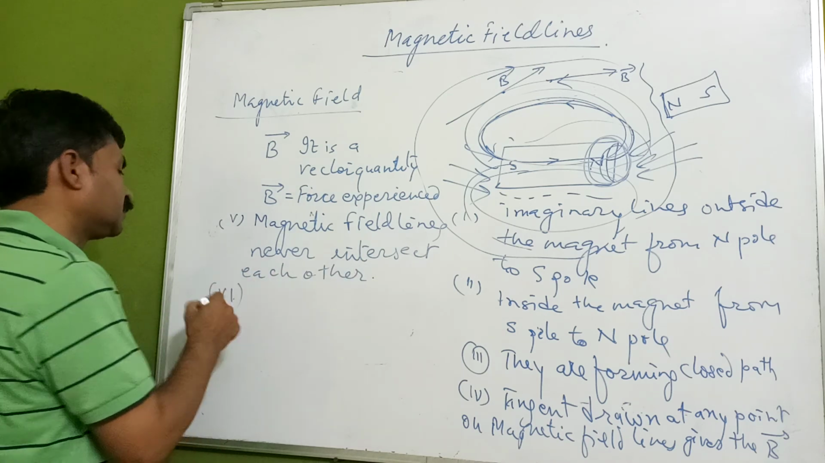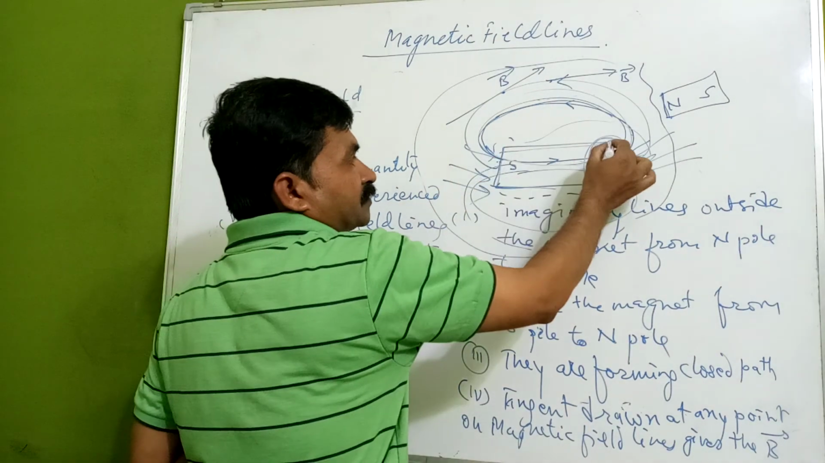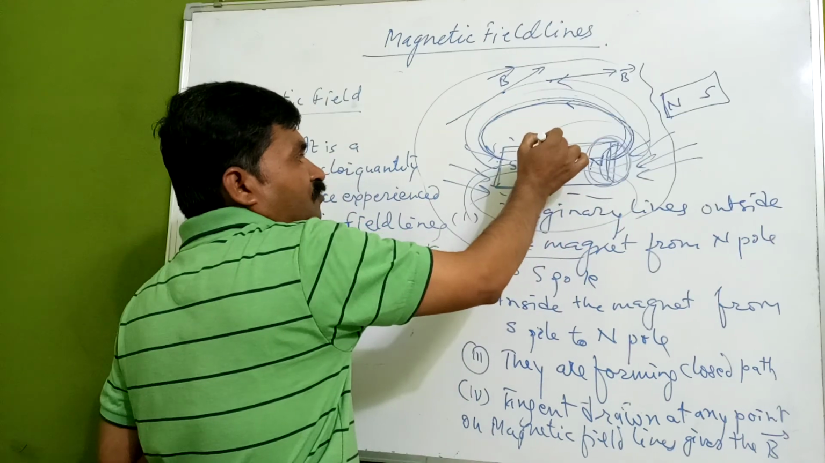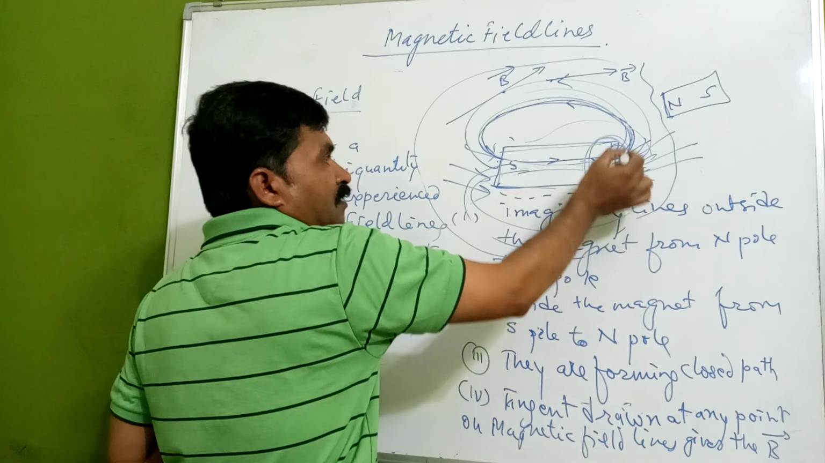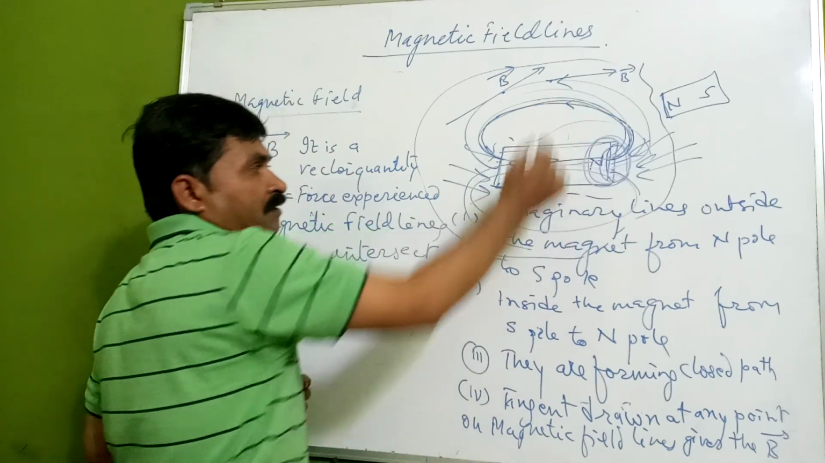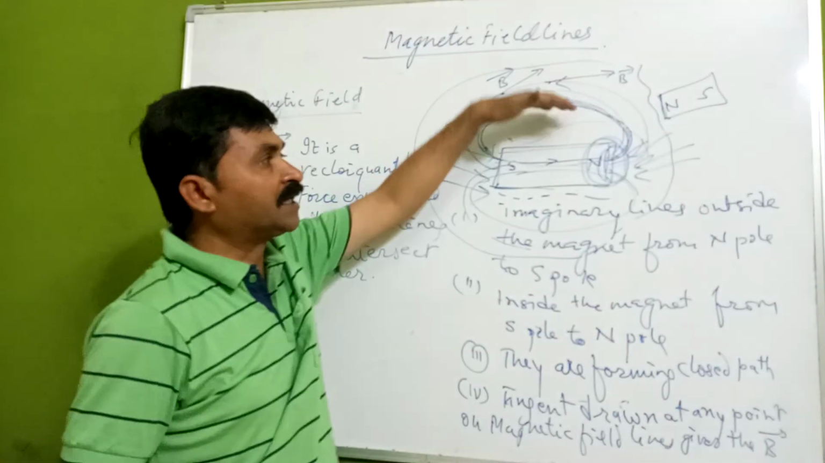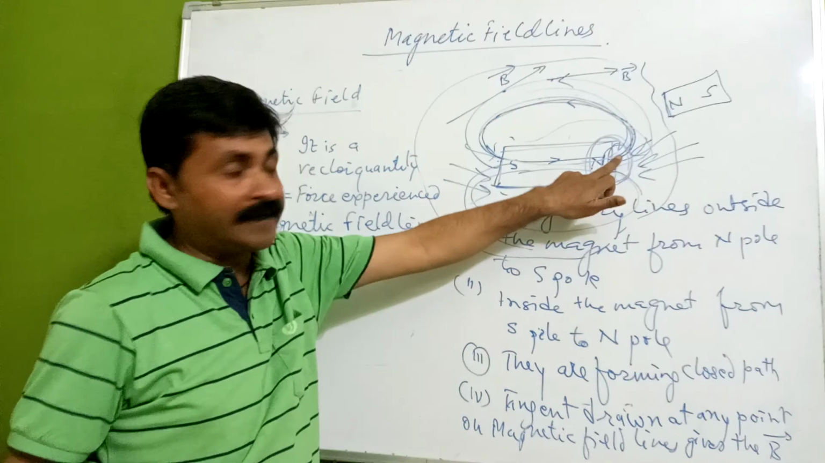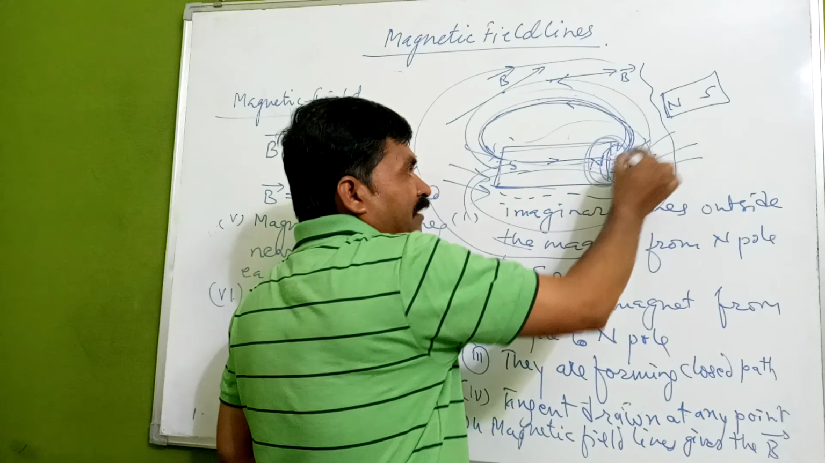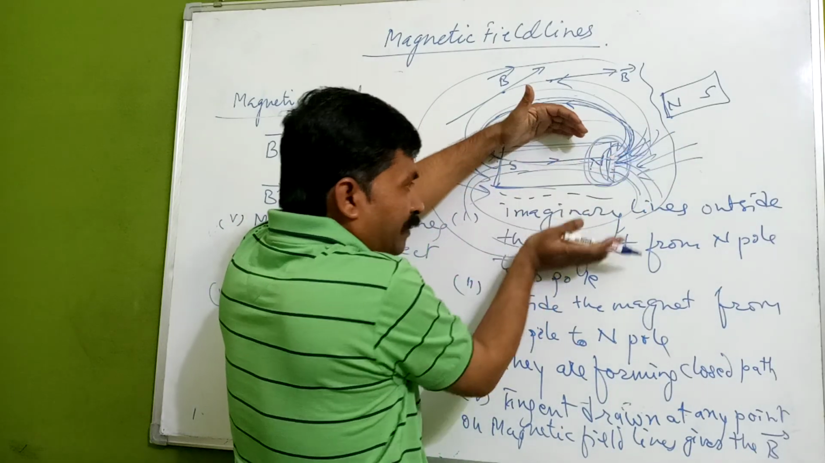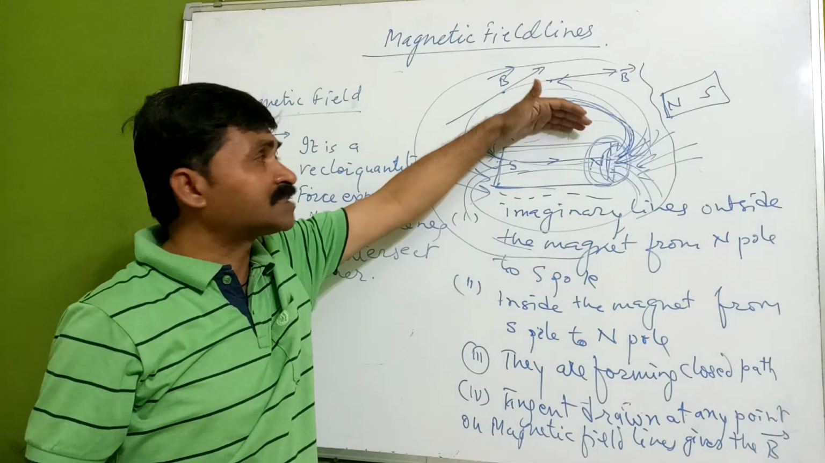Now the last point that we can say is that they are very close near the pole ends. They are very near to each other here. But if we move away from this lengthwise, they expand. Near the ends of the poles they are contracted, and you have more magnetic field lines. But as you move away from this, they have lengthwise expansion.